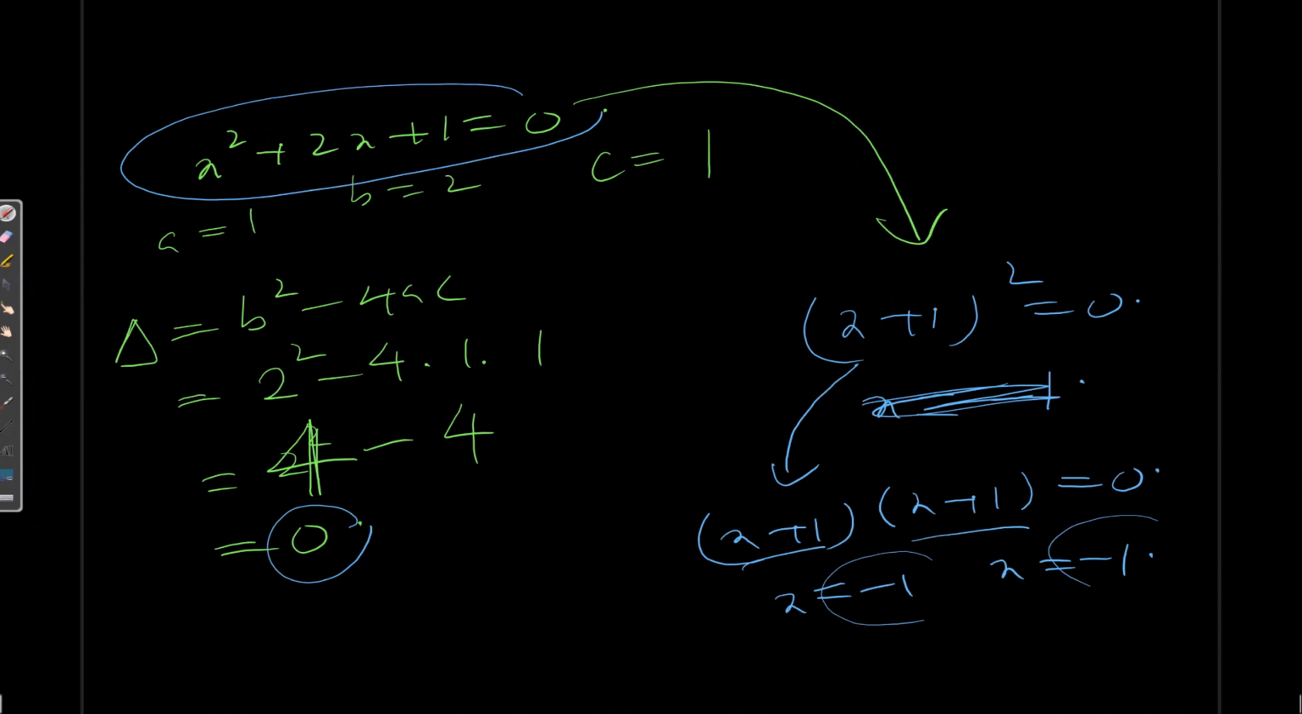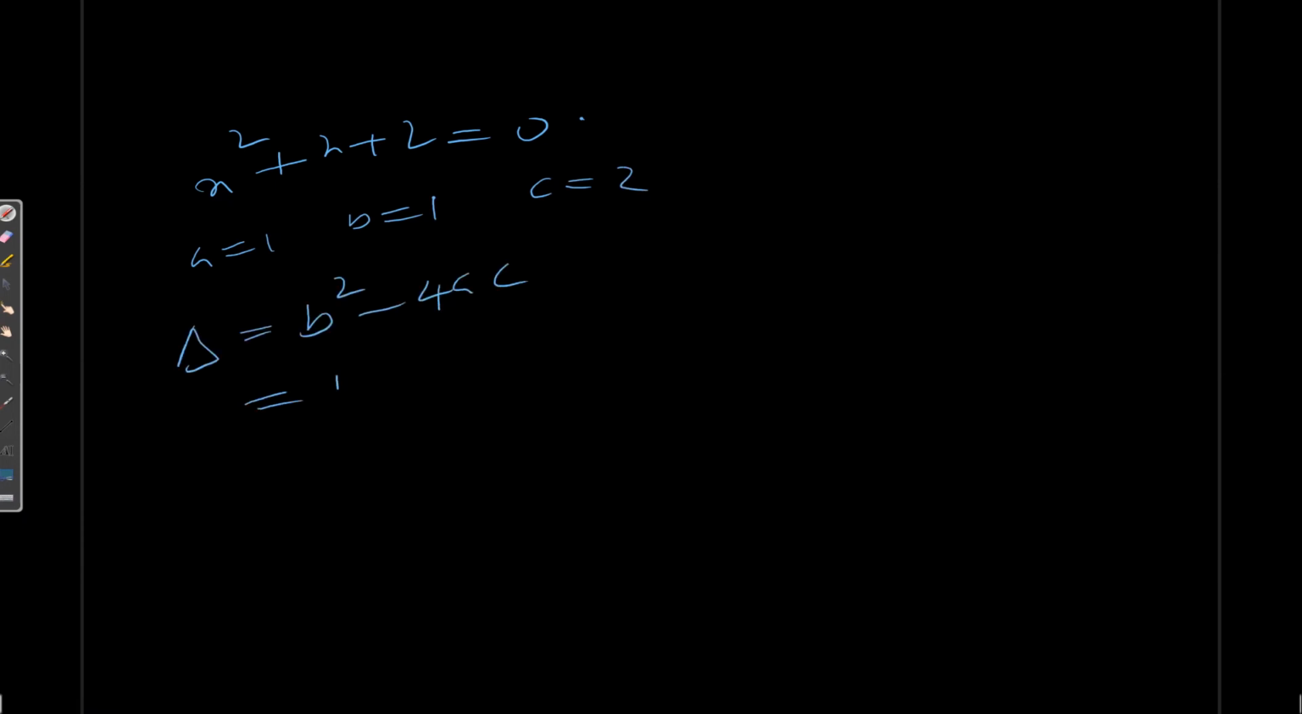Now, let's take another example. How about this? x squared plus x plus 2 equals 0. Now, in this case, a is 1, b is 1, c is 2. So the discriminant b squared minus 4ac. So 1 squared minus 4 into 1 into 2, which is negative 7, which is negative. No real solutions according to our theory.